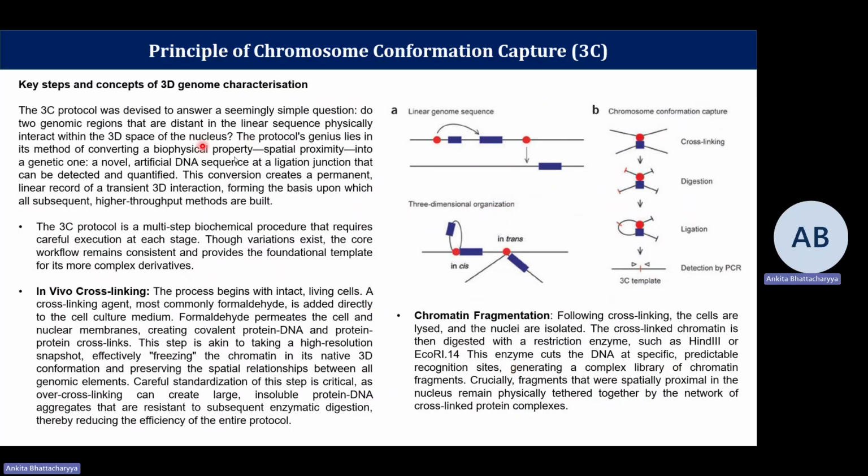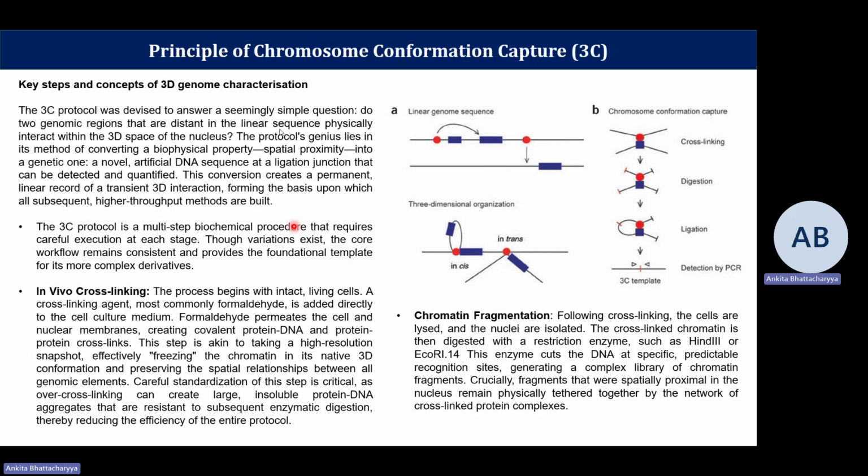So this 3C protocol, like we already discussed, the idea was that you simply want to understand how two regions which are quite far apart physically are able to interact within the 3D space of the nucleus. The protocol's genius lies in the method of converting a physical property, spatial proximity, into a genetic one, which can be detected and quantified as well. And it is a multi-step process, a biochemical process at that. Through variations in the workflow, the core workflow remains mostly similar, and we'll discuss the steps one by one.